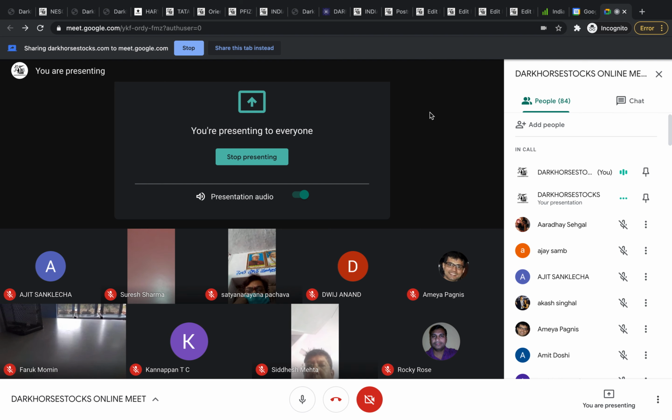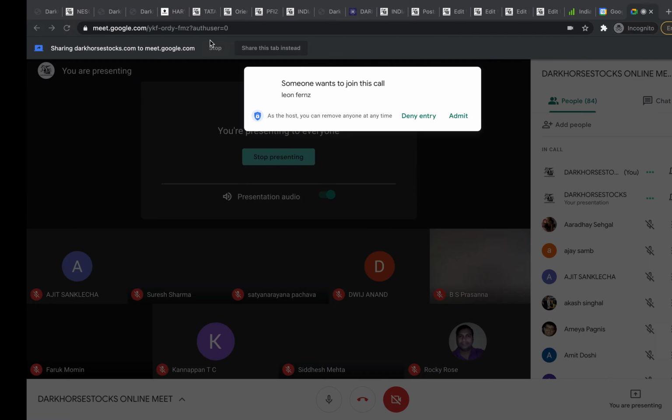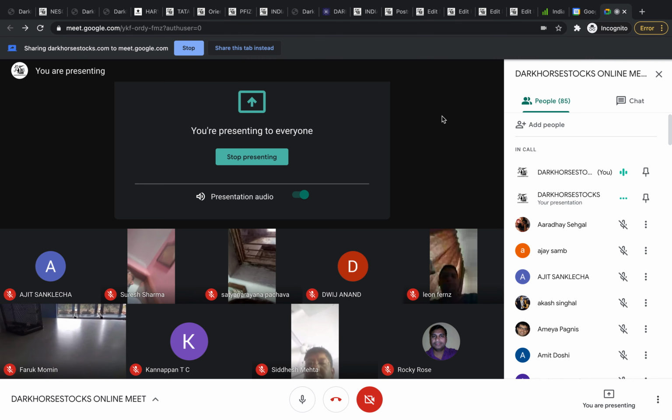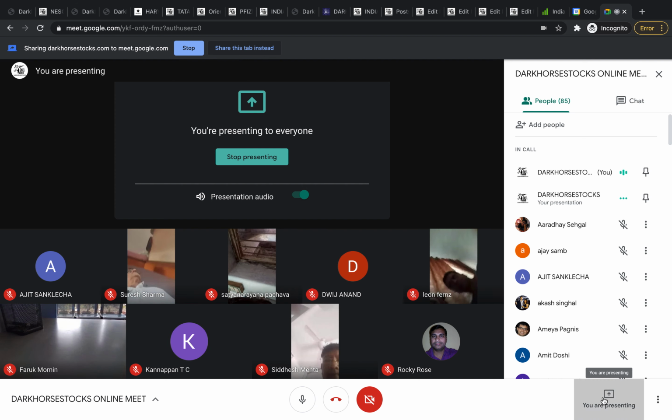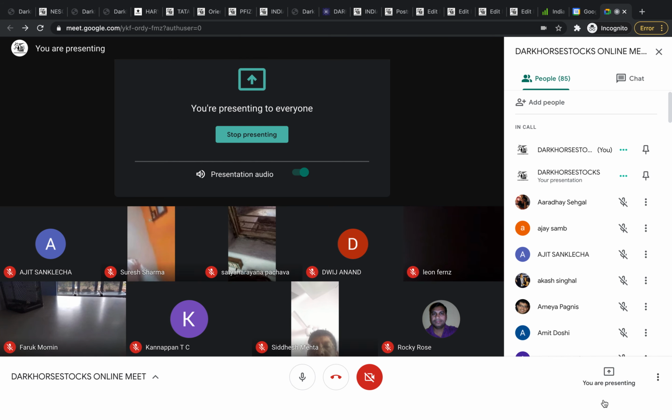Okay, so when you join the Darkhorestock website, you should just go to our home page, and when you go to our home page, you can find that all the stocks that have been suggested from the beginning are listed on the main page itself. So I'll just share my screen, and we can proceed with the website.